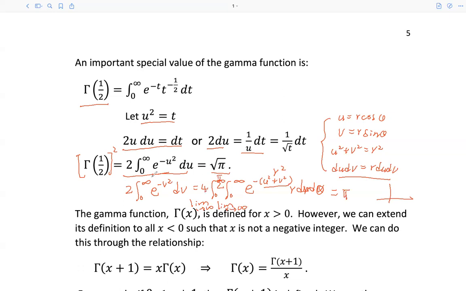Yeah, that's it. It's a beautiful thing that answers our beginning question: what's half factorial? What's 3/2 factorial? Stuff like that. All right, that's it. That's the beautiful gamma function.